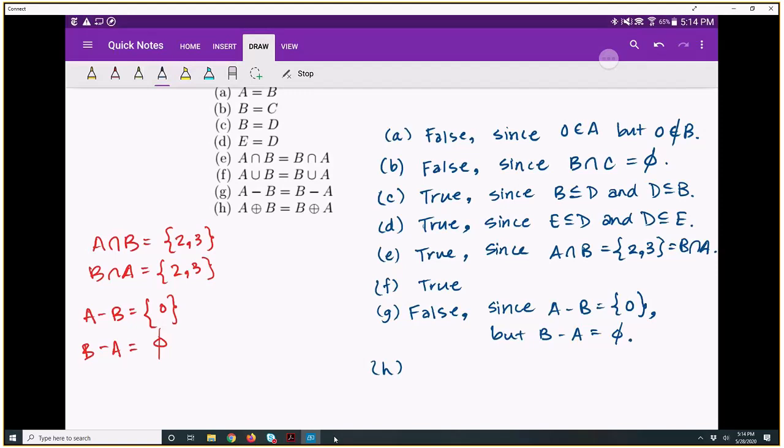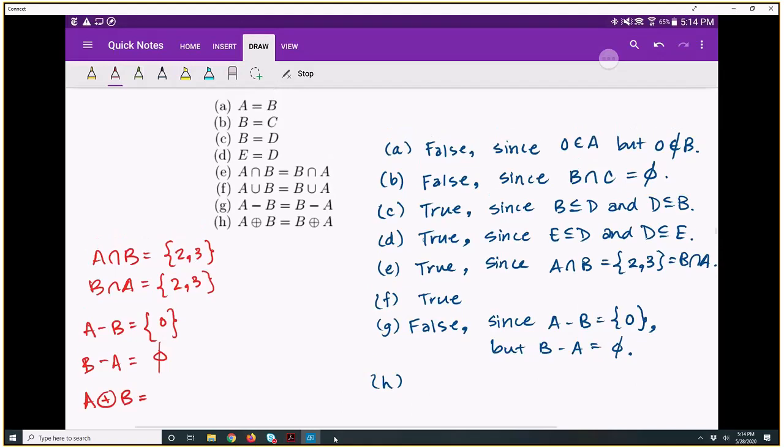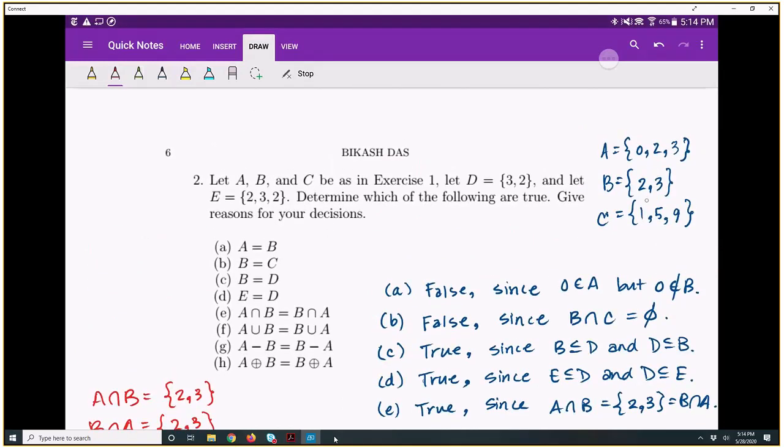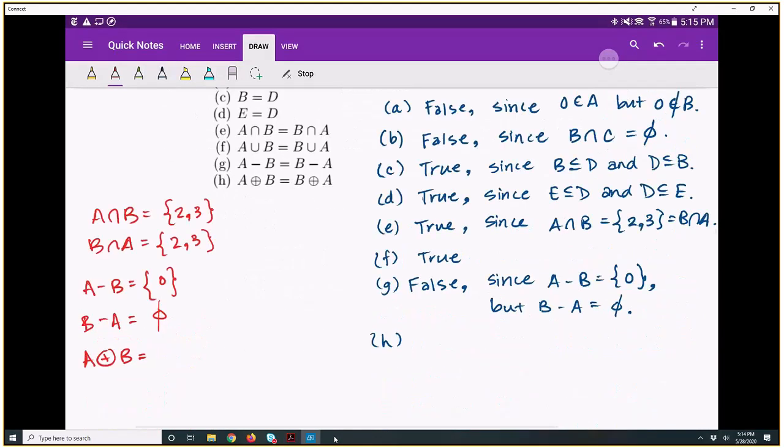Finally, the symmetric difference, A symmetric difference B, is that equal to B symmetric difference A? A symmetric difference B means I'm going to take everything in A, 0, 2, 3, everything in B, 2, 3, but then remove the intersection, so I get 0. And B symmetric difference A means I'm going to take everything in B, which is 2, 3. I'm going to take everything in A, which is 0, 2, 3, and I'm going to remove the intersection, so I just have 0. So this is true, and again, it's not a coincidence. A symmetric difference B is equal to B symmetric difference A.